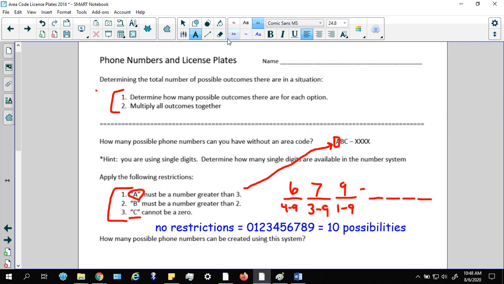So that means in the last blanks, 10 possibilities can go there. 10 possibilities can go there. 10 possibilities can go there. 10 possibilities can go there.